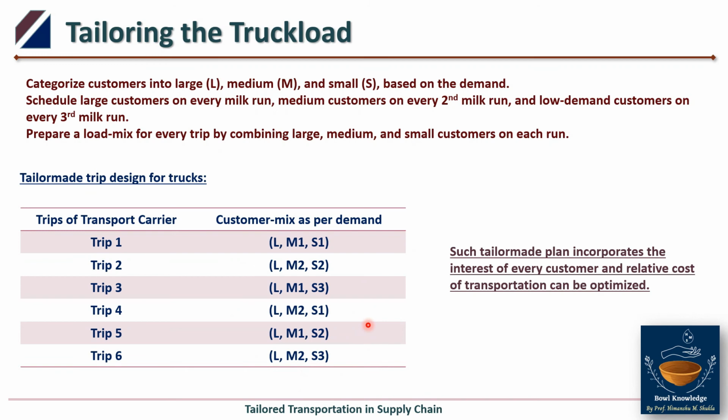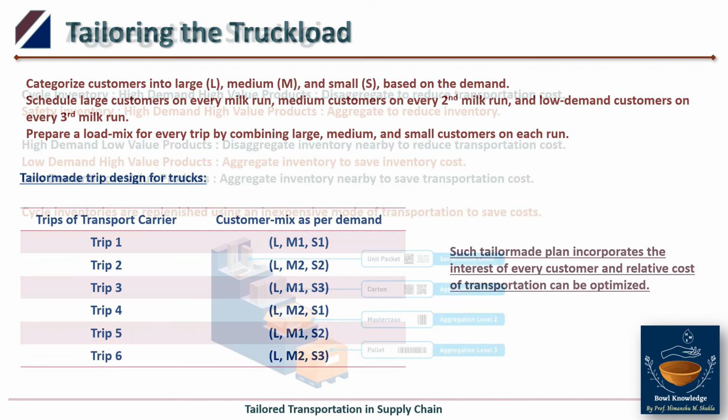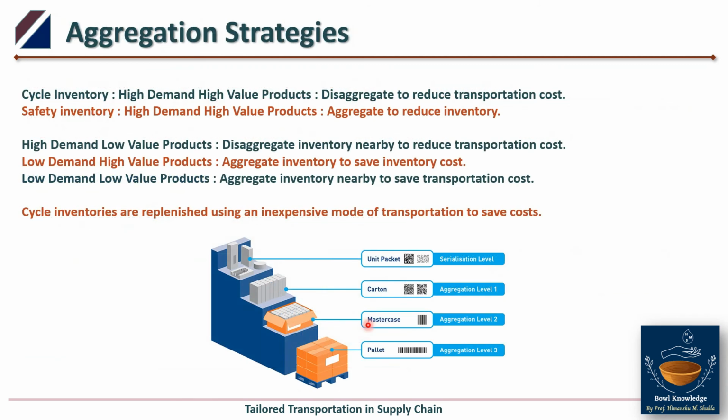Now talking about aggregation in general, we will see the aggregation strategies. Okay. So first understand the meaning of two words, aggregate and disaggregate. Aggregate means combining, disaggregate means separating. So there are some of the conditions as shown here in which you have to take the decision of either aggregation or disaggregation. Okay. Now we will try to understand how this works.